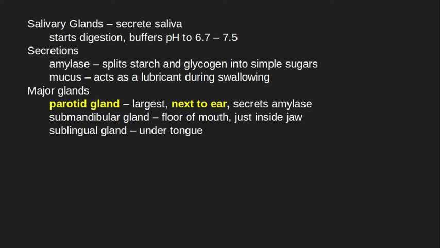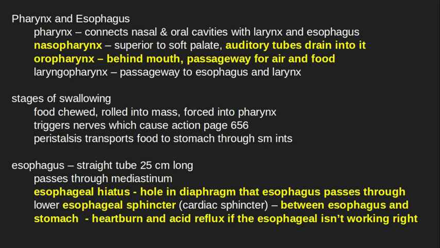And then your major glands here are the parotid gland. This is the largest, next to your ear. The other glands you don't need to know, but the submandibular gland is the floor of the mouth just inside your jaw, and the sublingual gland is under your tongue.